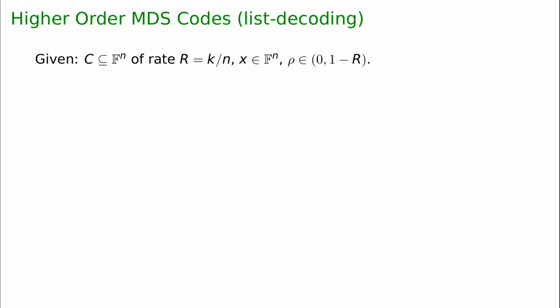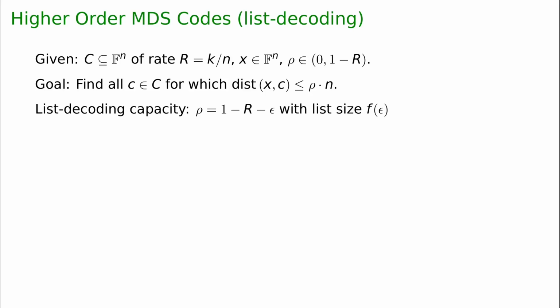As our first example of a higher order MDS code, let's look at list decoding. We have a code C in a space F^n of dimension k. We let its rate R be the ratio of k to n. We have x be some point in our space, and we let rho be a radius between 0 and 1 minus R. The goal is to find all codewords which are within a short distance of x, in particular a distance of rho times n. We say that our code is capacity achieving if when we pick rho to be very close to 1 minus R, the list size is still constant.